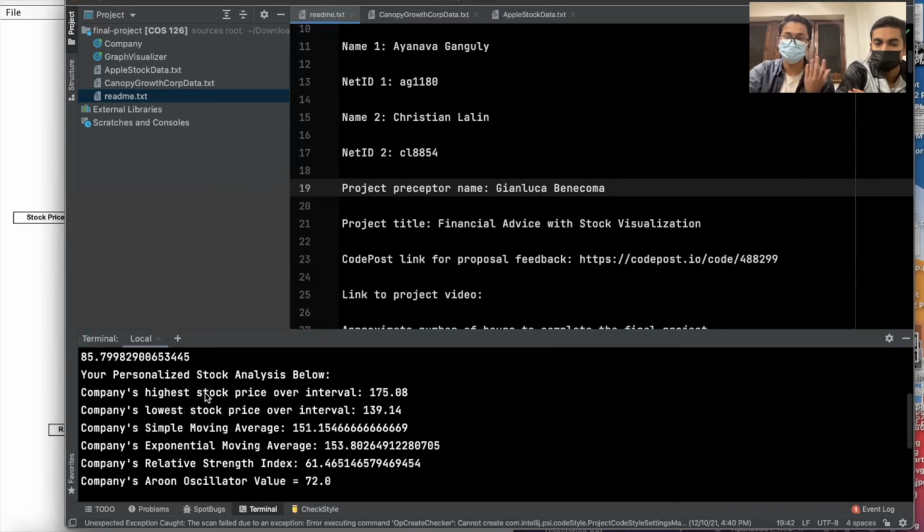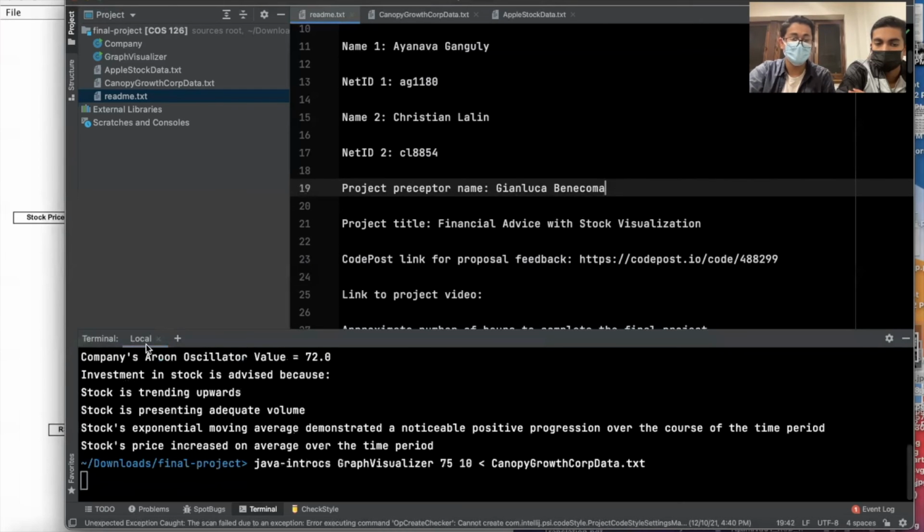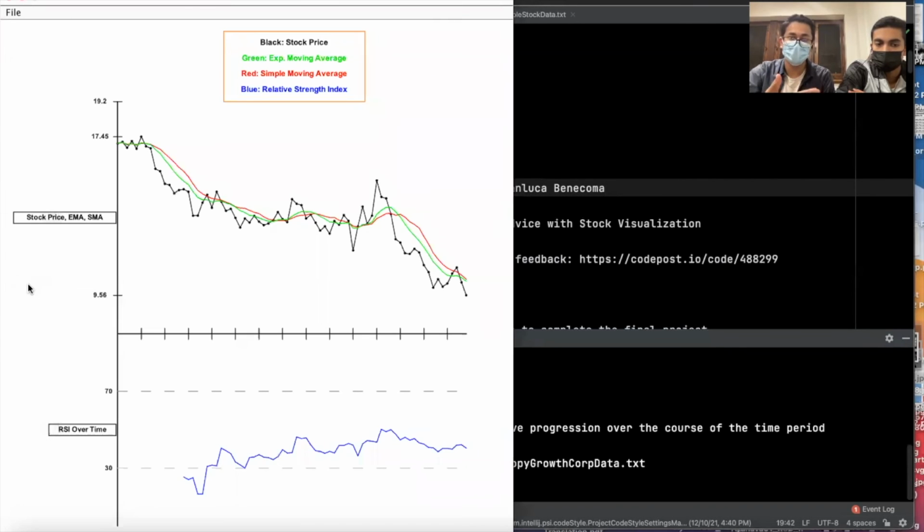And then our third feature was just to be able to create a graph that visualized the data over the course of time in a way that was easy to understand, which is why we have a legend and why we have axis titles and labels and the four different line graphs representing the four different indicators and the stock prices themselves.